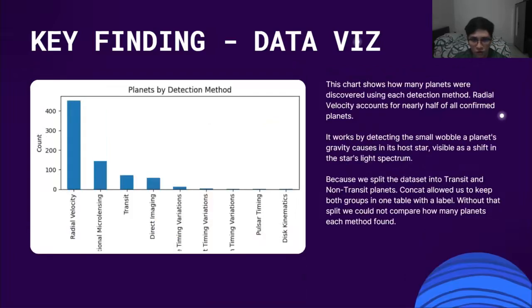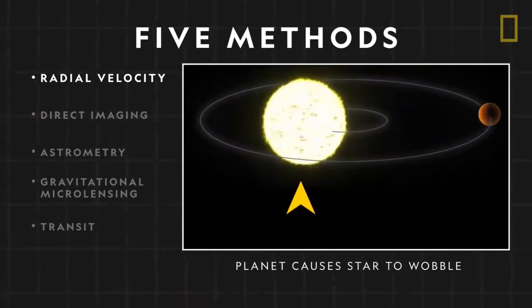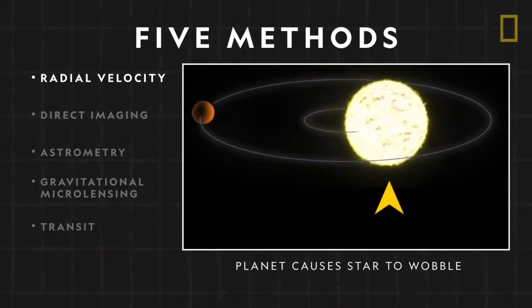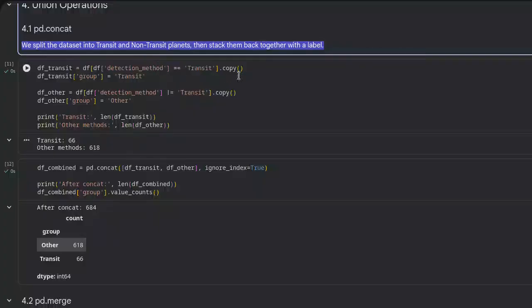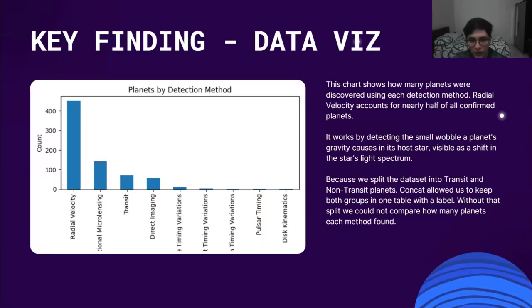This chart shows how many planets were discovered using each detection method. Radial velocity is the most common method, accounting for nearly half of all confirmed planets. This technique works by detecting the small movement or wobble that a planet causes in its host star. Here we can also see the importance of the concat function, because the dataset was divided into transit and non-transit groups before being combined again. We were able to compare how many planets were found by each method while still keeping everything in a single dataset.